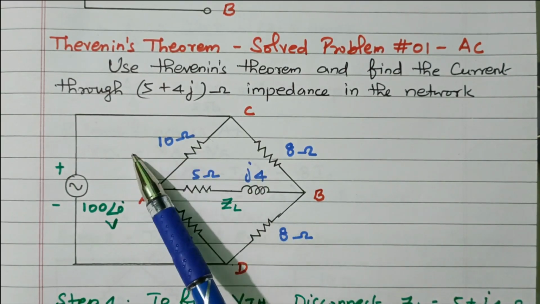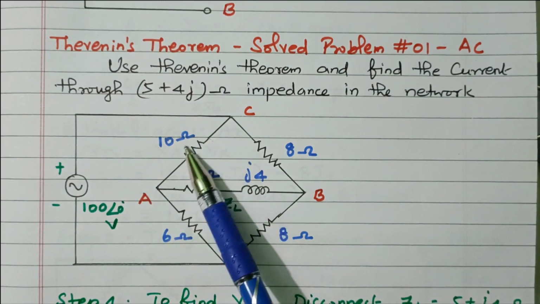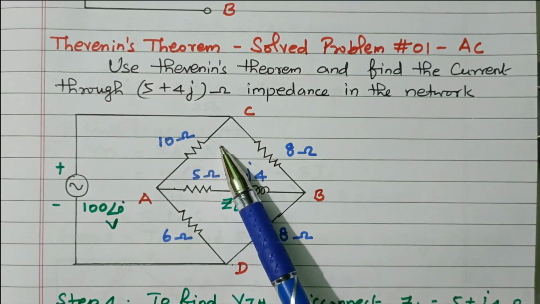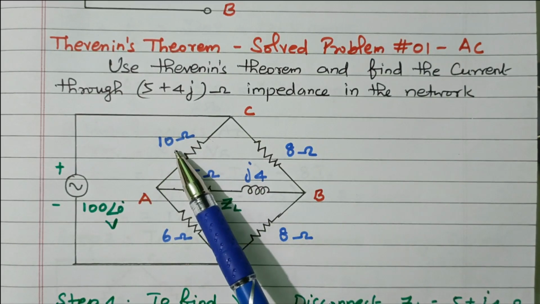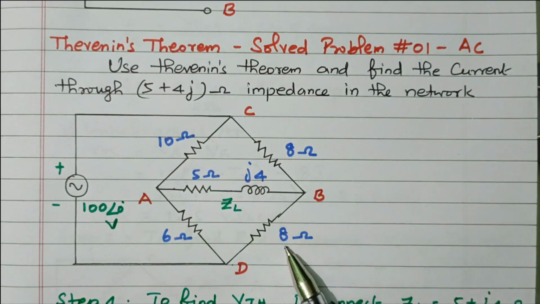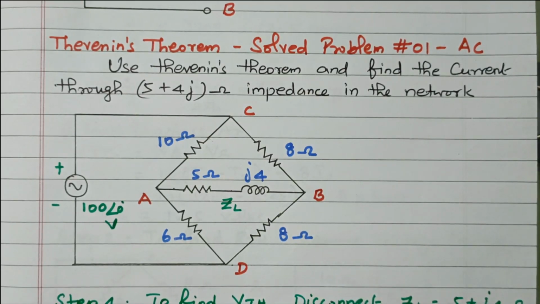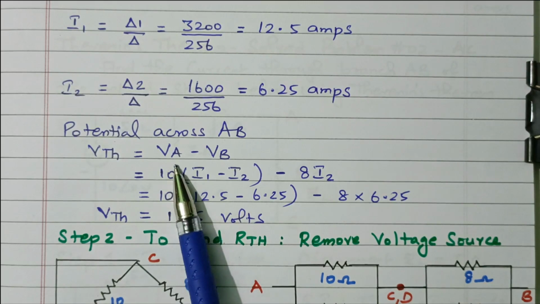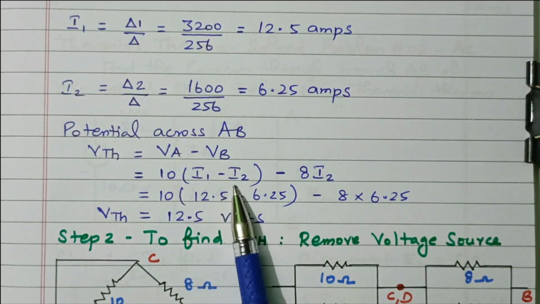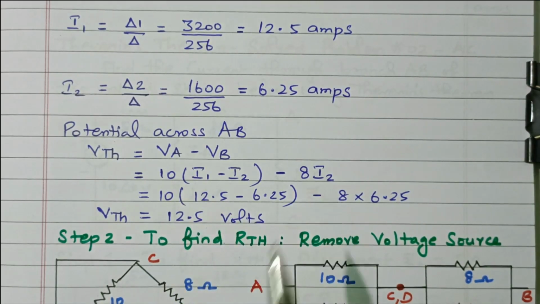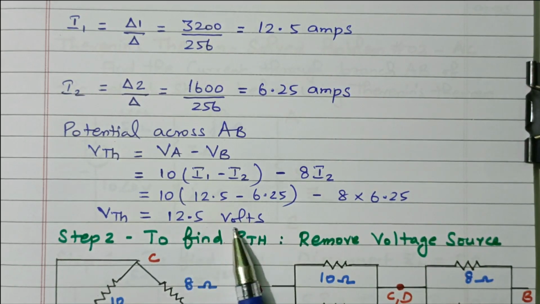Because this 10 ohm is connected between loop 1 and 2, I1 is flowing and I2 is also flowing, in opposite directions. So 10 into I1 minus I2. But in the 8 ohm only I2 is flowing, so it is minus 8 into I2. So VA minus VB is 10 into I1 minus I2, minus 8 into I2. So finally we got 12.5 volts.